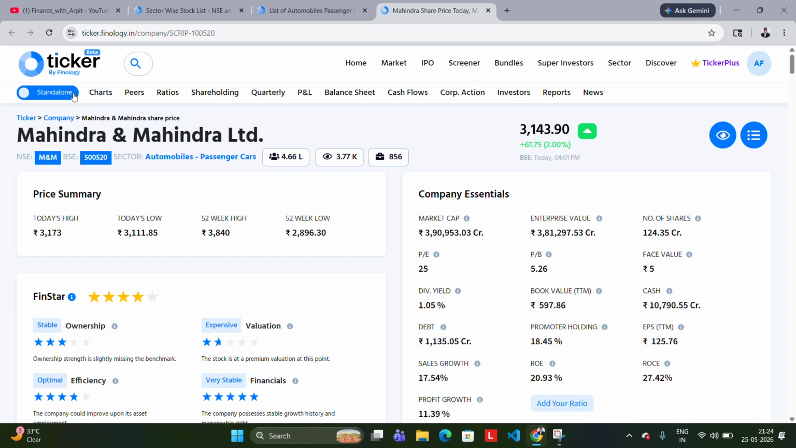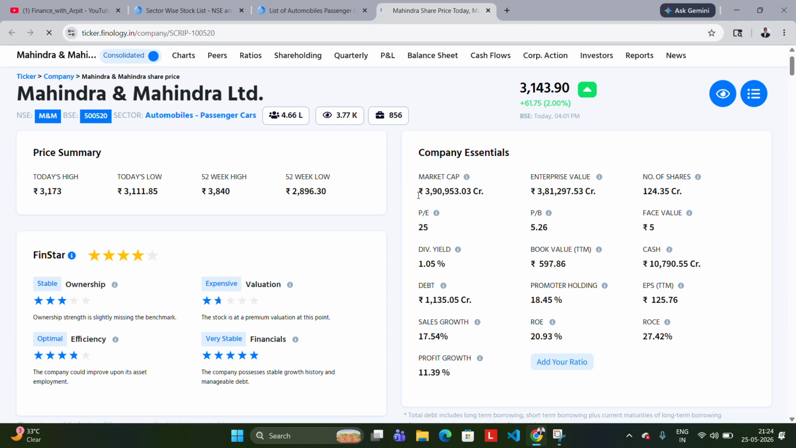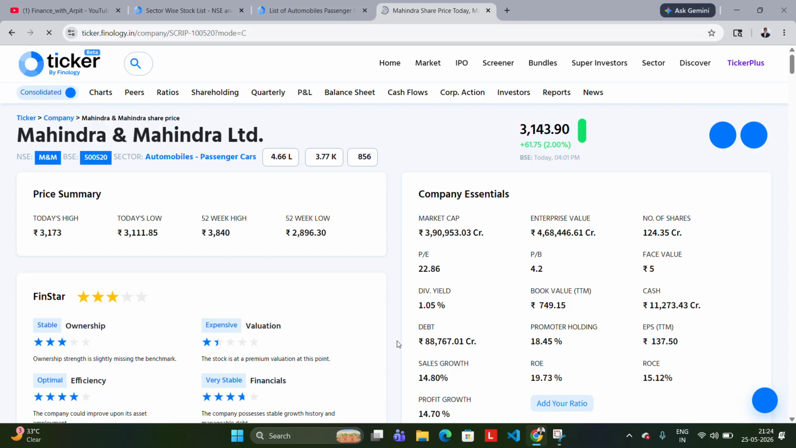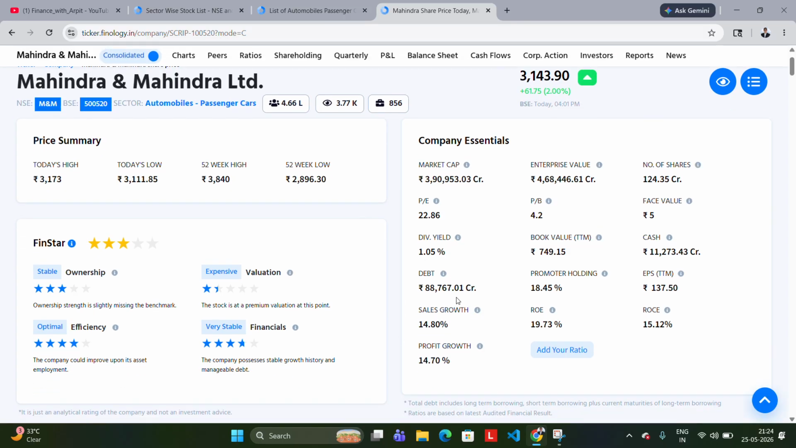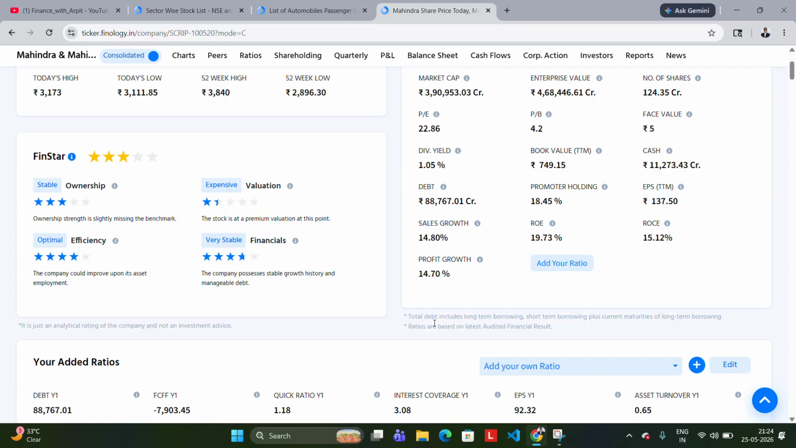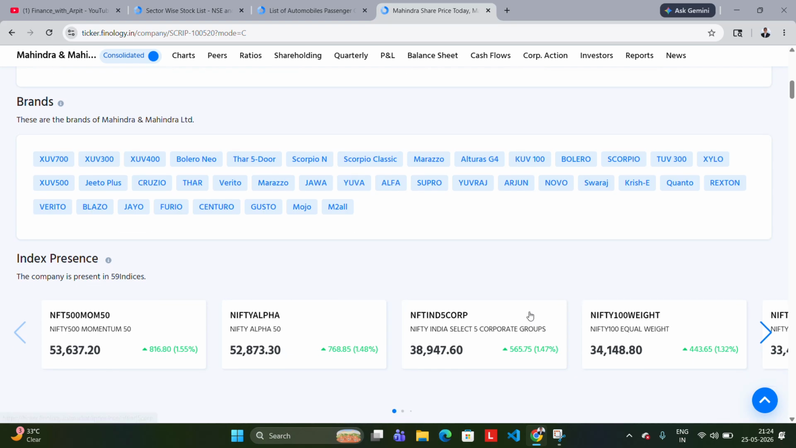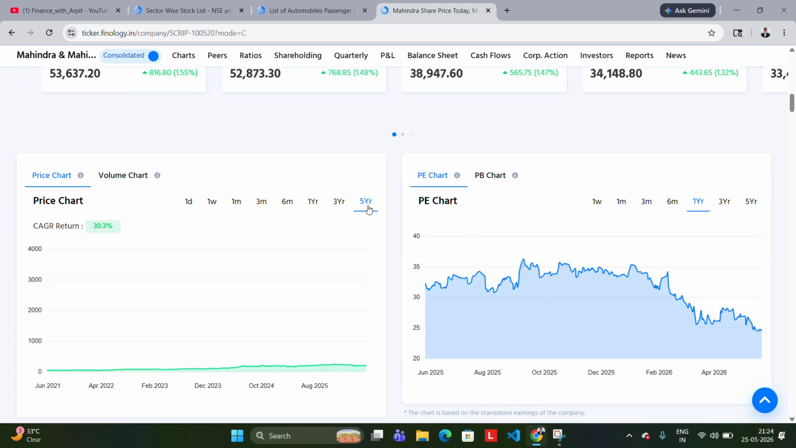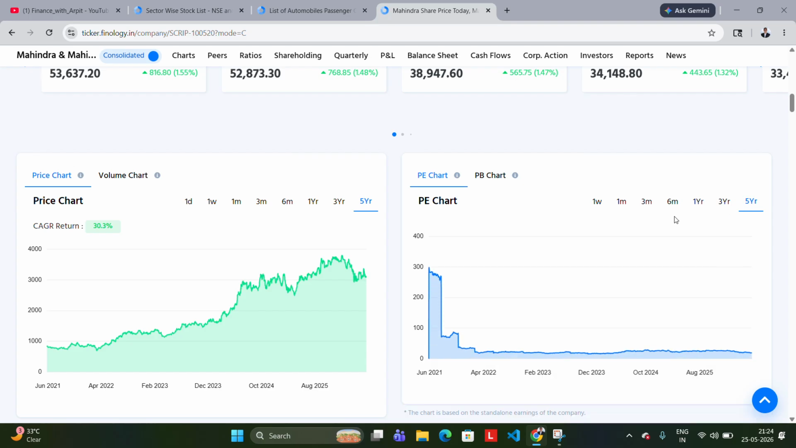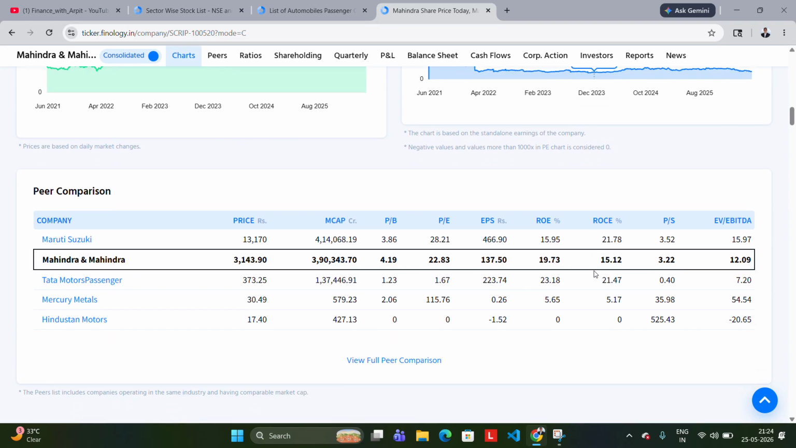According to me, you should first think on your own, but according to me, you should not hold it. Yeah, 3,90,000 crore market cap and 88,000 debt. Debt is again high, but good ROE and ROC, good profit and sales growth too, but FCF is negative. That means Mahindra still has a lot to do. They have to set up the factories and all that, but the PE ratio is the lowest.